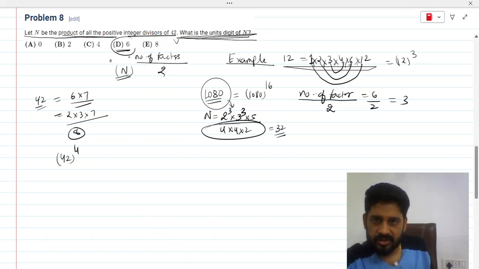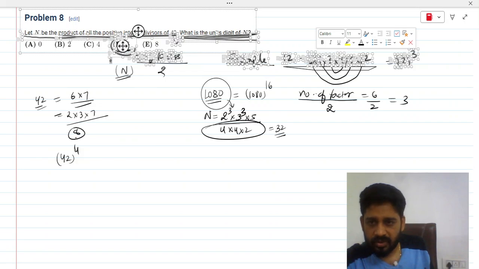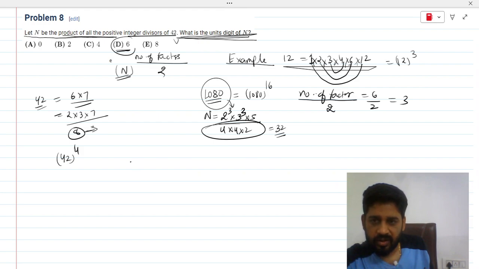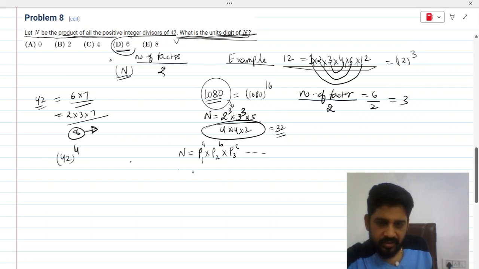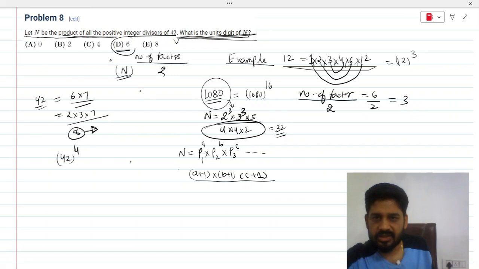I hope that's clear. Okay, so how does the total number of factors become 8? There is a formula. Any number you write in prime factorized form, prime number 1 to the power a, prime number 2 to the power b, prime number 3 to the power c, like that. Then the total number of factors will become a plus 1 multiply b plus 1 multiply c plus 1. If you want to know the details of this formula, you can see the description.